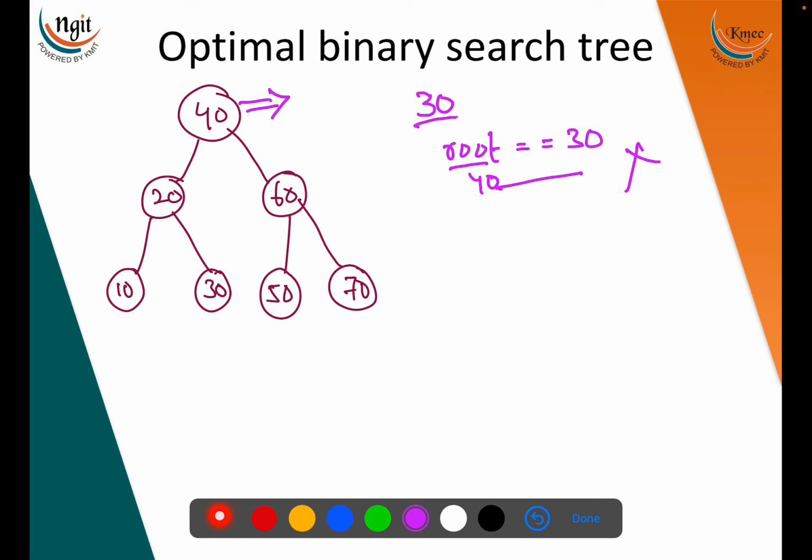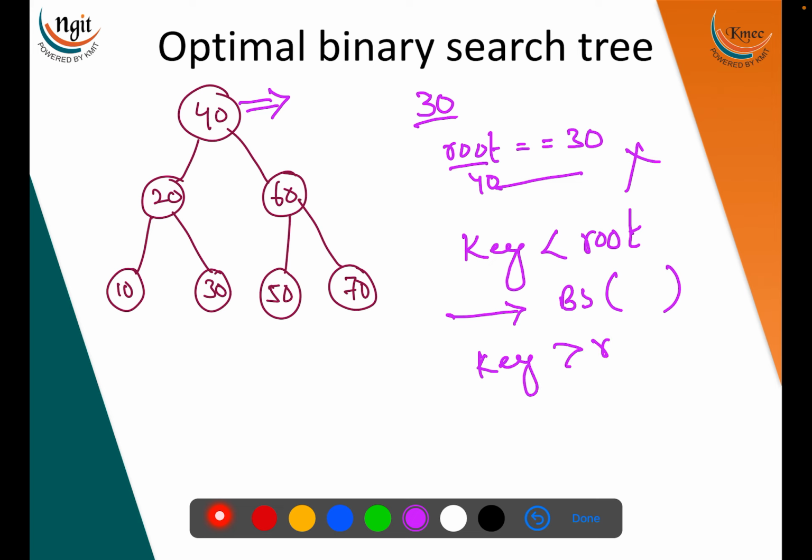The other condition is what? Whether the key element, whatever element I want to search, is lesser than the root. If it is less than the root, my binary search operation will be on the left hand side. If key is not less than the root, we check the other condition, and the binary searching operation will be on the right hand side. Now let's take this example and understand.